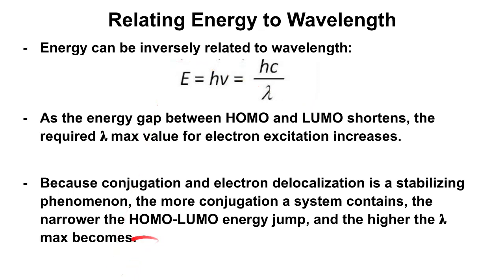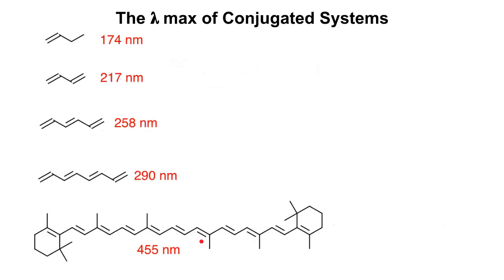So this statement that's outlined at the bottom here that I'll read through in a second, this is the line of thought or process here. Because conjugation and electron delocalization is a stabilizing phenomenon, the more conjugation a system contains, the narrower the HOMO-LUMO energy jump, meaning the energy requirements are getting smaller and smaller, and then the higher the lambda max becomes. So, if you can understand that and hold that in your mind for a minute, take a look at this.